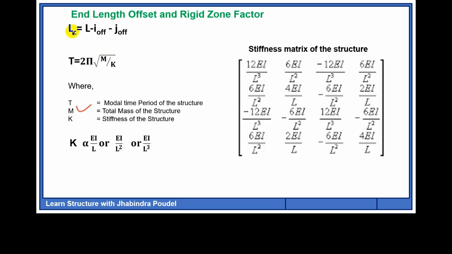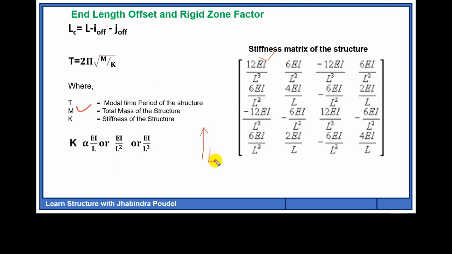Suppose LC is the length minus the offset at I and J, and T is the modal time period of the structure. T equals 2 pi root of m by k, where m is the total mass of the structure and k is the stiffness of the structure. And this stiffness value depends upon the length and properties of the structural element. Suppose for any cross-section element with a certain grade of concrete and steel, the value of EI is fixed, and if the length of the structural element is increased, the value of k goes on decreasing.